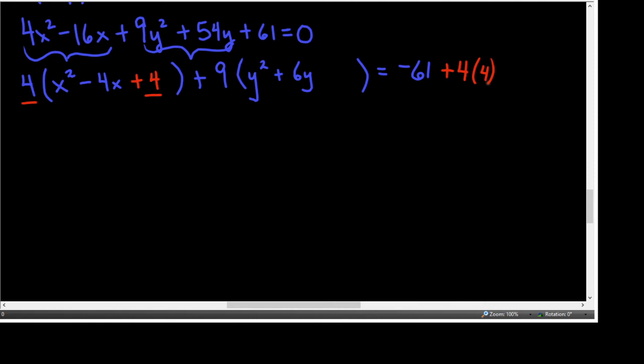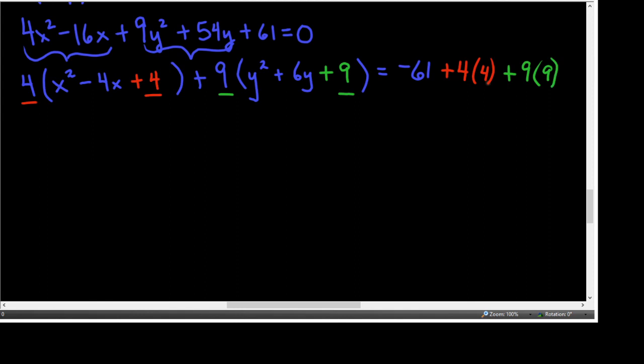All right, so for y, completing the square for y, half of 6 is 3. The square of 3 is 9, and so I'm going to add 9 inside the parentheses. In reality, I've added 9 times 9 to the left side, so I'm going to add 9 times 9 to the right side as well.